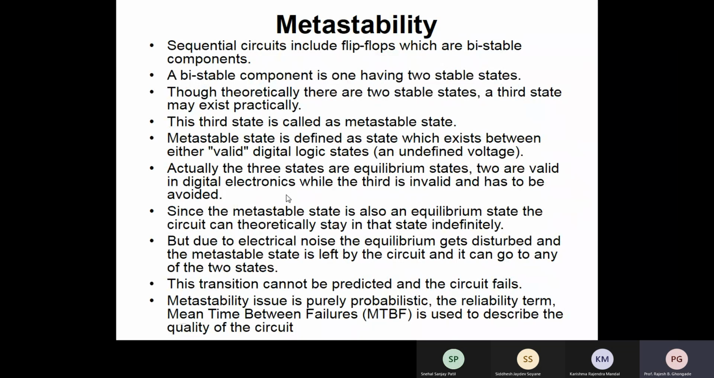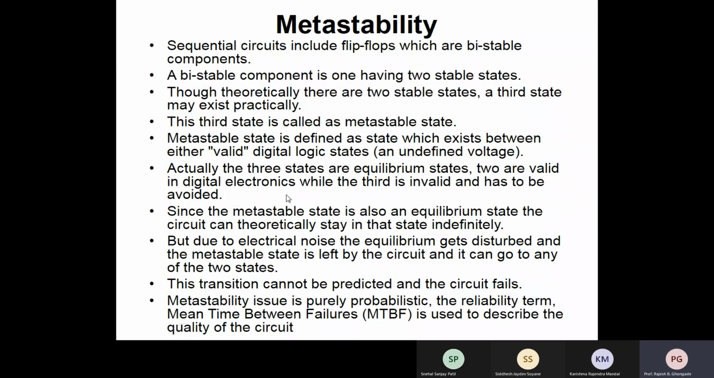What is a bistable component, by the way? A bistable component is one having two stable states. So a flip-flop is a bistable. It can be in one state, zero or low, or one or high. So it can be in either of two stable states. That is called a bistable element or component. But theoretically, there are two stable states, and a third stable state may also practically exist. We are going to see what this state is. This is called a metastable state.